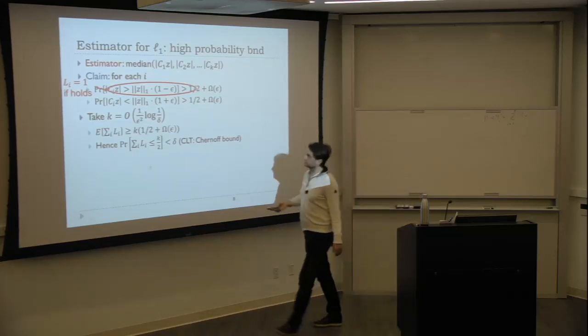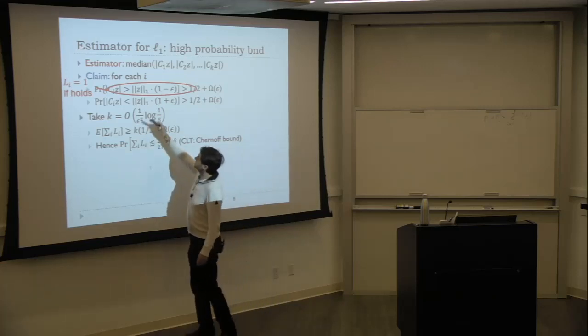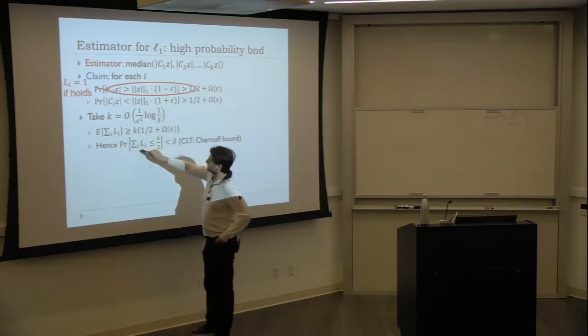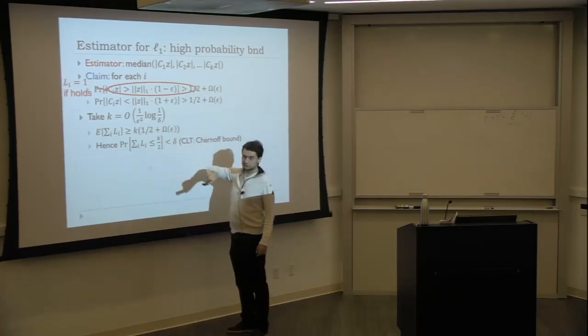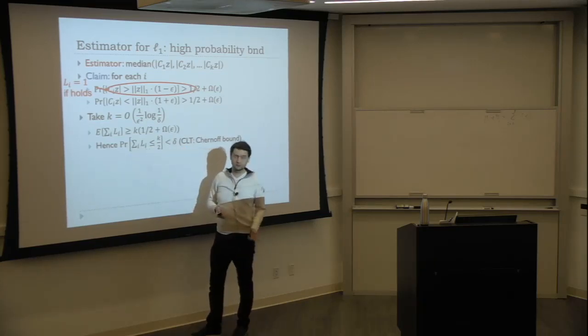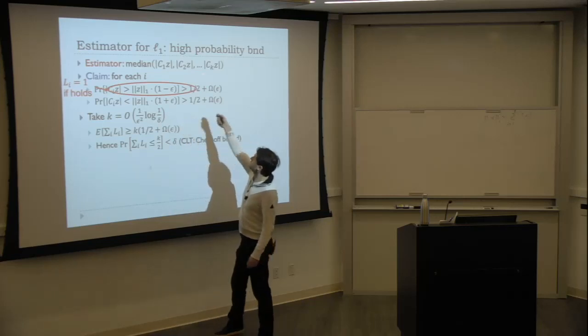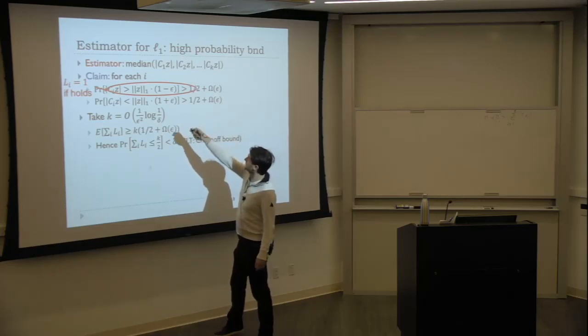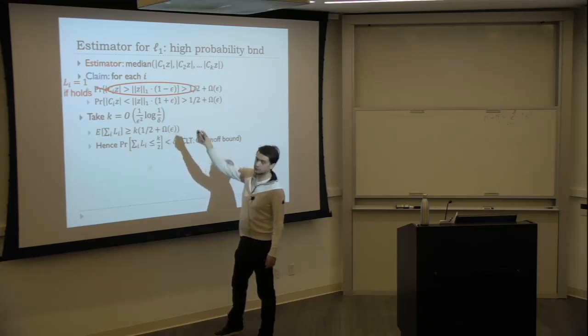Okay, so this means that at least 50%, right? What is the converse of this? That the summation of Li's is more than half. This means that for more than half of these coordinates, they're at least as large as the L1 norm of z times 1 minus epsilon.